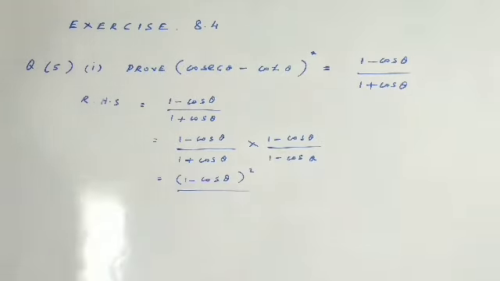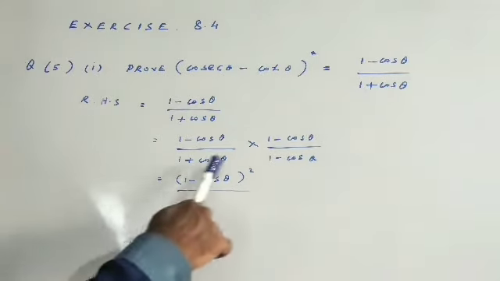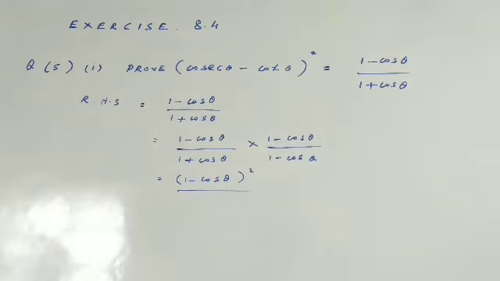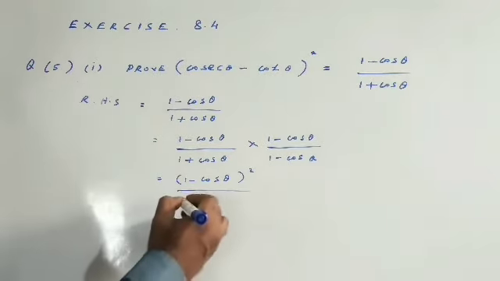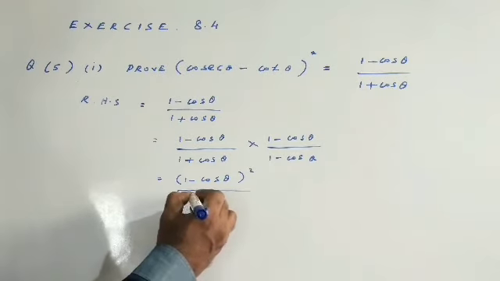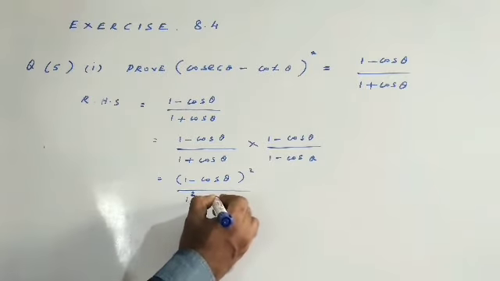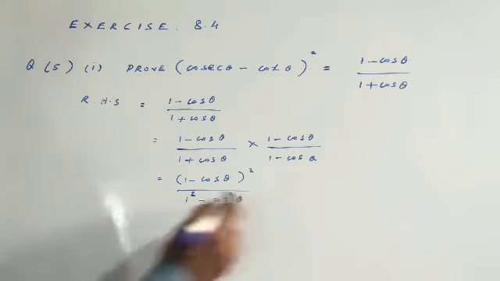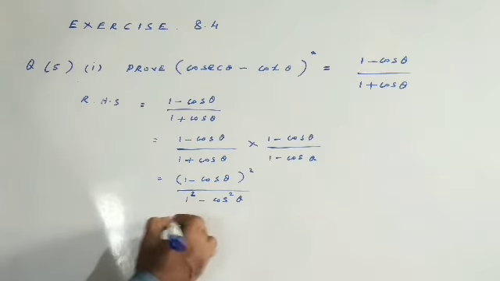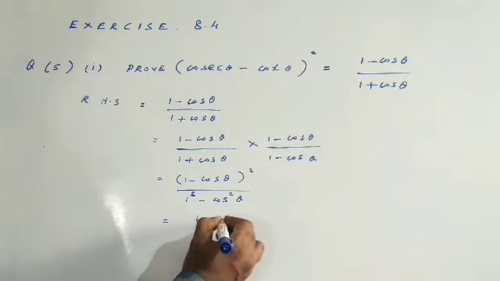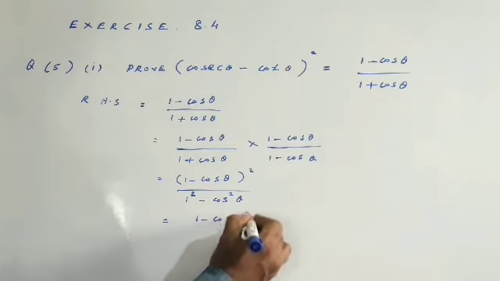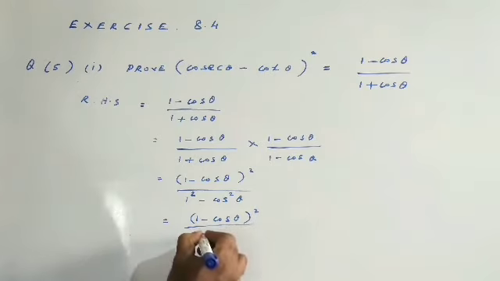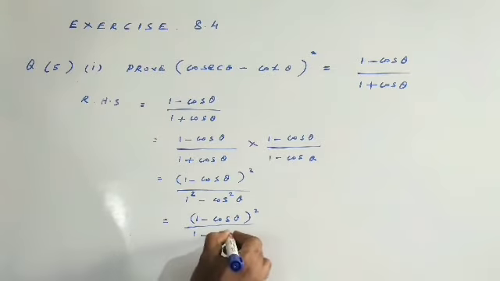In the denominator, it looks like a plus b into a minus b. We know the formula a plus b into a minus b is a square minus b square. In the position of a, 1 is there, so put 1 square minus, for b, cos theta, cos square theta. 1 square means 1. So the numerator is 1 minus cos theta the whole square, and the denominator is 1 minus cos square theta.